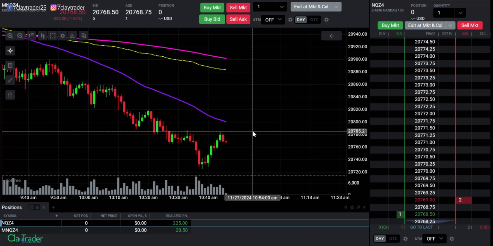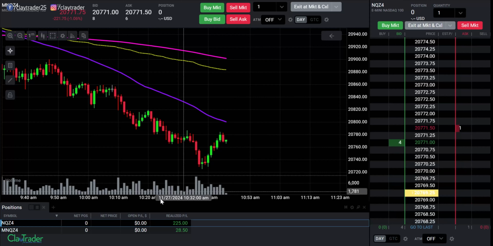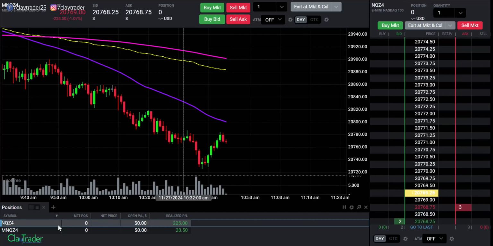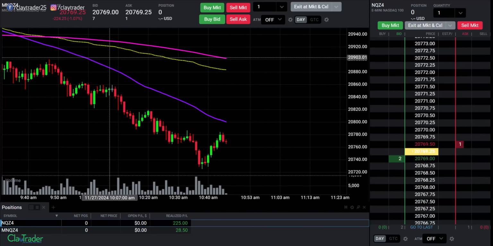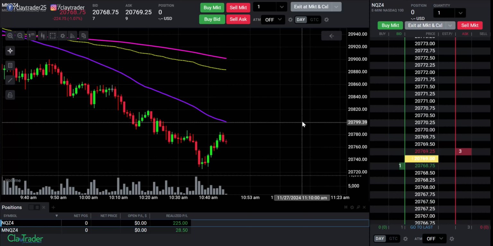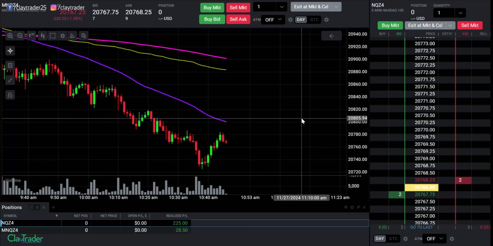But, I think 4 trades. Was that 4 trades? 1, 2, or was it 5? 4 trades, I think. 4 trades I made. So it's a little over an hour into the day, up basically $250, a little over $250. So I'll take it. Not too bad.